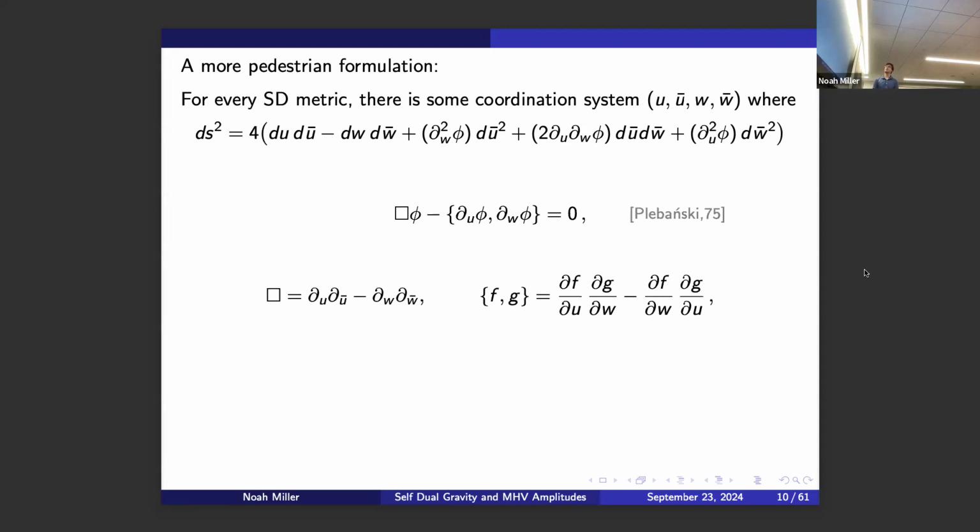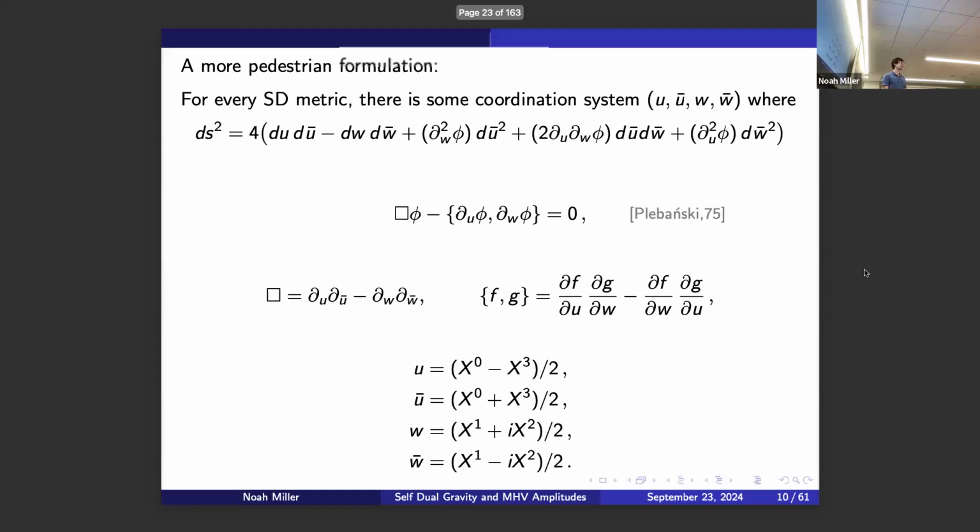Here, box is just the normal flat space wave operator. And this Poisson bracket is the Poisson bracket in two of the space-time variables, u and w. The Poisson bracket doesn't include u bar and w bar, just u and w. So Plebanski's second heavenly equation is basically a wave equation with a very strange interaction term that manifestly breaks Lorentz symmetry, although at the end of the day, you can always get it back. But it's a very simple equation, which makes it nice to work with.